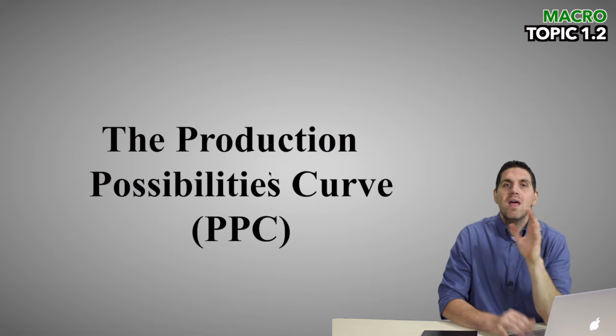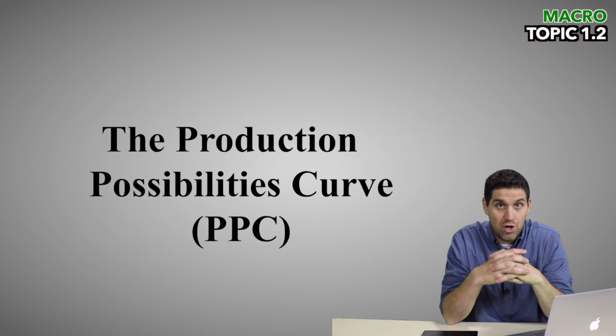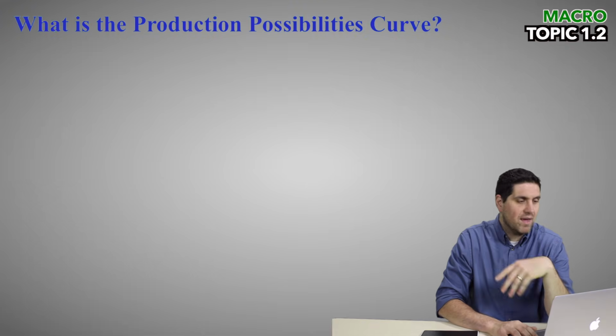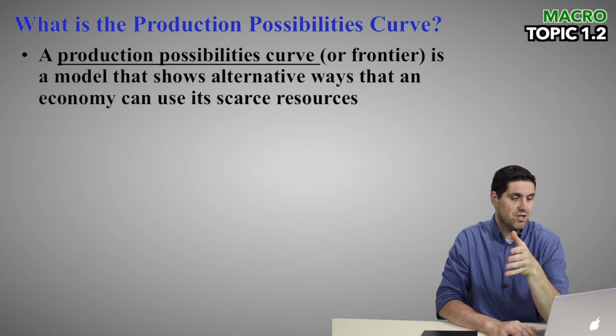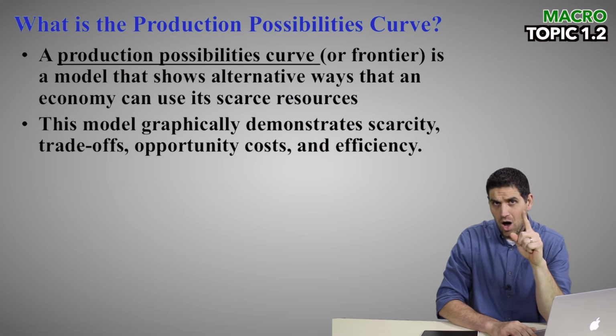Anyways, let's move on. Now it's time for the key graph in this course, something called the production possibilities curve. Now your teacher might call it the production possibilities frontier. The point is it's all the same thing. It's basically a model that shows the alternative ways we can use our scarce resources. It's going to show trade-offs, scarcity, opportunity cost, and efficiency, all in one graph.